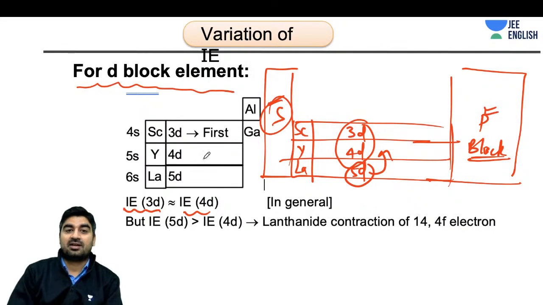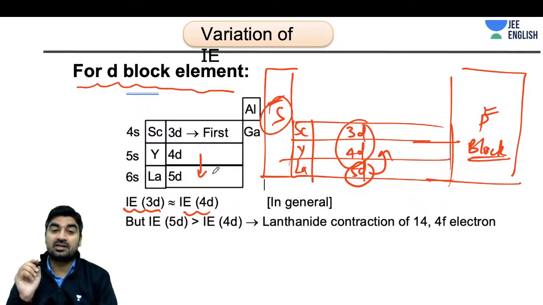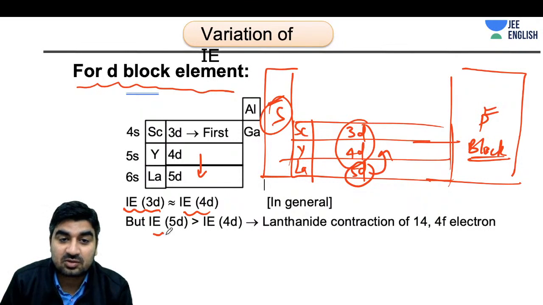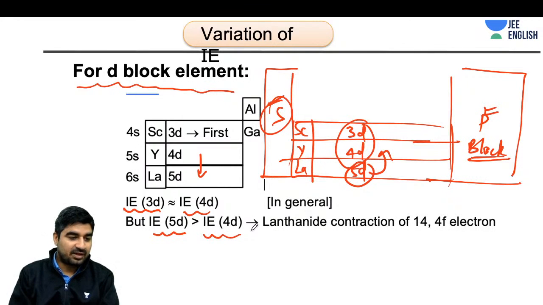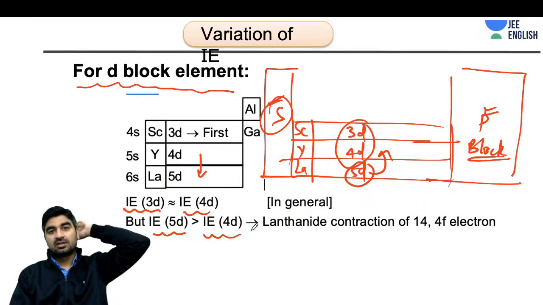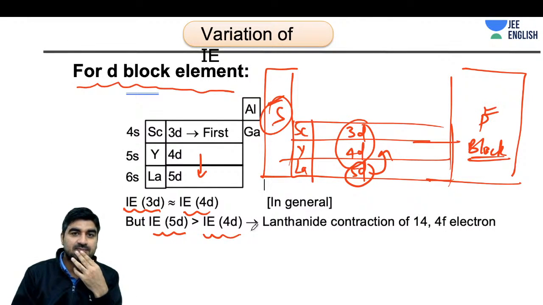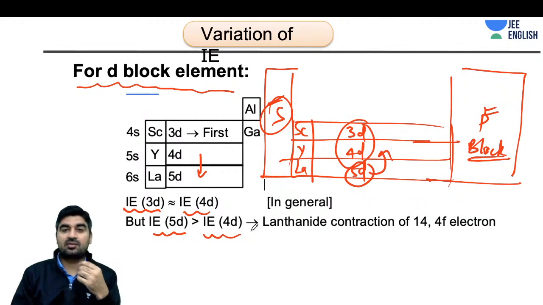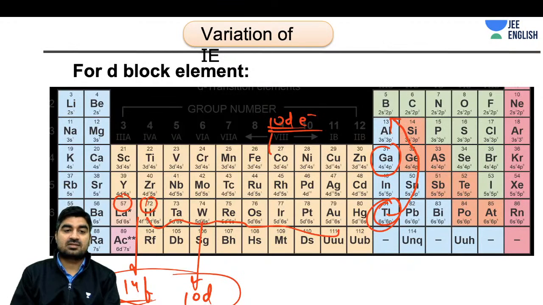Can you explain? Actually, down the group size increases, so ionization energy should decrease. But ionization energy of 5D is greater than 4D. Can you tell me why this is so? Anyone? Now I will explain. Just look at it.